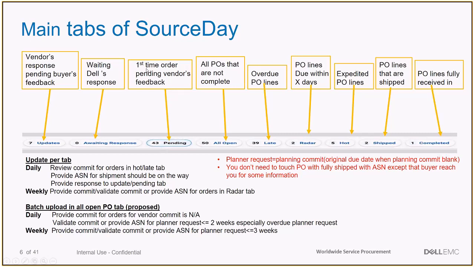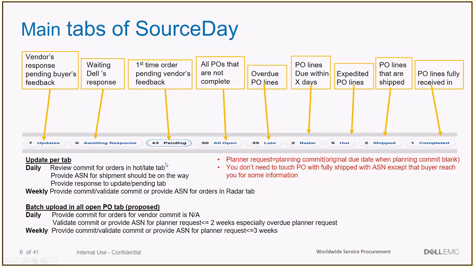So from the logic, the first tab should be pending. Pending is their request, the first-time request to you, it is under the pending tab. For example, 43 means you have 43 requests from them that you still have not responded to. Okay, so you can go to this page and list out the 43 requests.